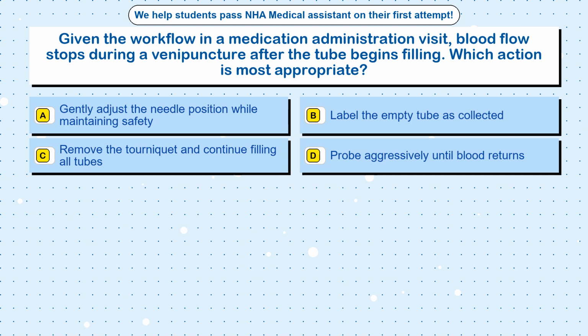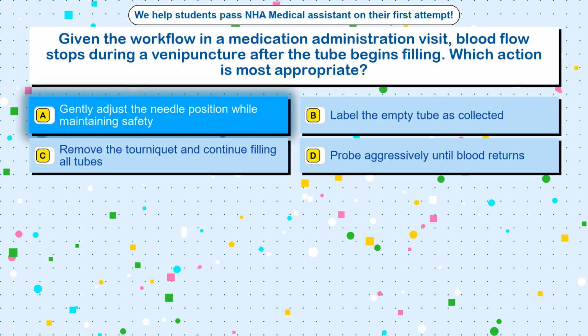Question 68. Given the workflow in a medication administration visit, blood flow stops during a venipuncture after the tube begins filling. Which action is most appropriate? Option A. Gently adjust the needle position while maintaining safety. Option B. Label the empty tube as collected. Option C. Remove the tourniquet and continue filling all tubes. Option D. Probe aggressively until blood returns.